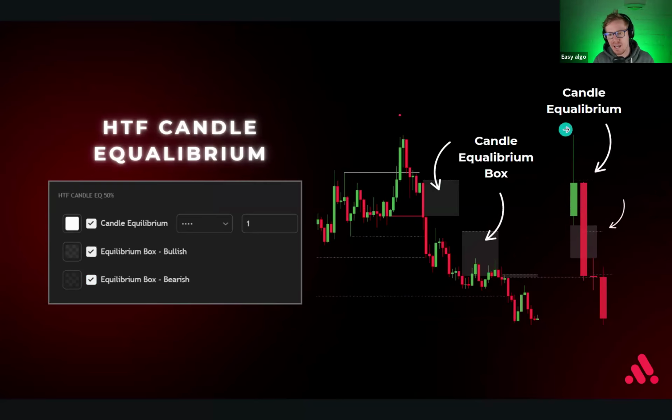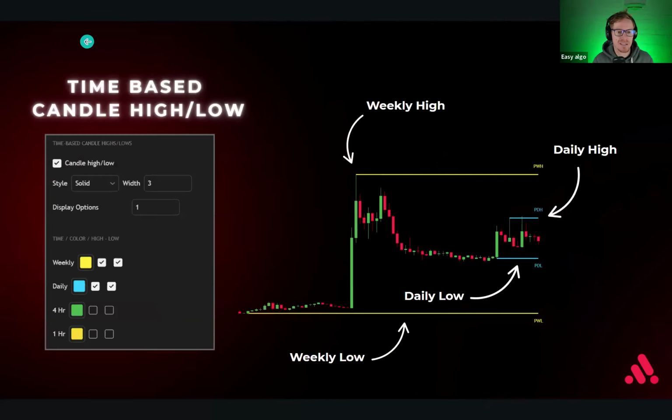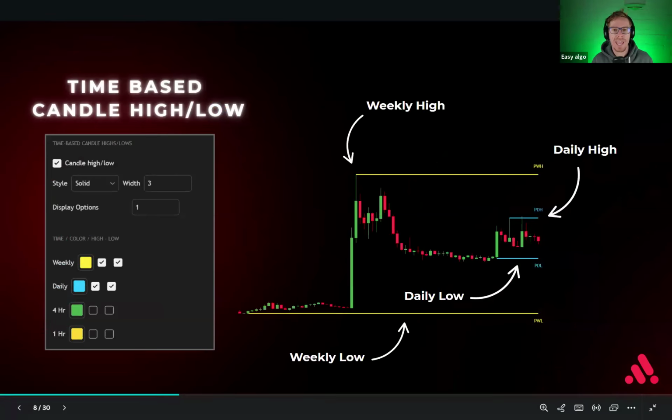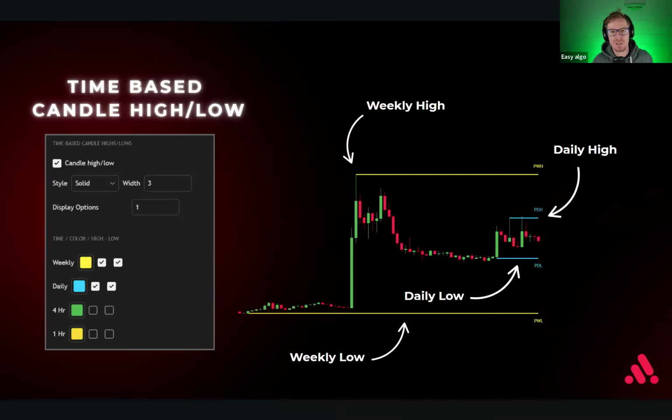Each candle has a high and a low. Depending on what higher time frame it is, this function, the time-based candle high and low, will mark out the high and the low of each higher time frame candle on the weekly, the daily, the 4-hour, and the 1-hour, which are fantastic confluences in looking for entry points. Based on this training, we're looking for higher time frame levels. We're waiting for price to come to those levels, and then we're looking for sweeps at those levels.